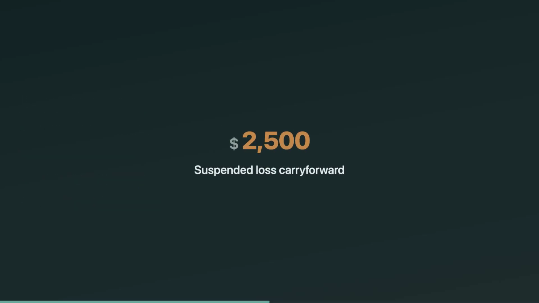Quick example. If you have $7,500 of passive income from one activity and a $10,000 passive loss from another, you can deduct $7,500 this year. The extra $2,500 is suspended and carries forward. The key exam move is to net passive items together first, then apply the limitation, and only then decide what gets carried forward.